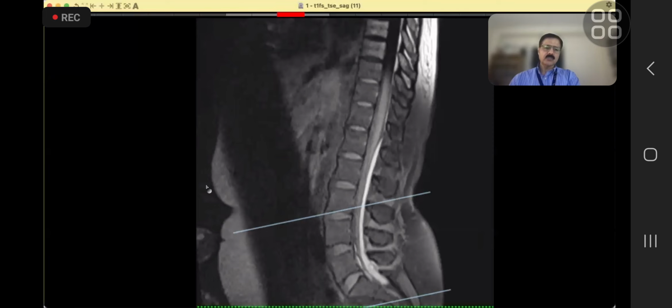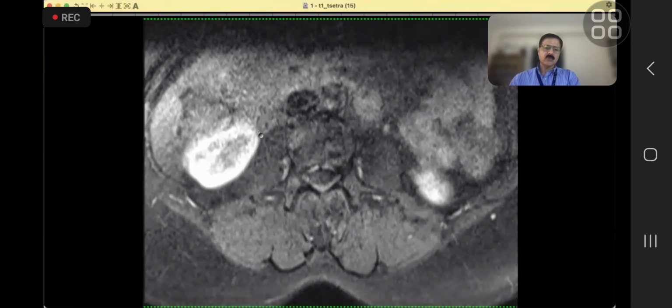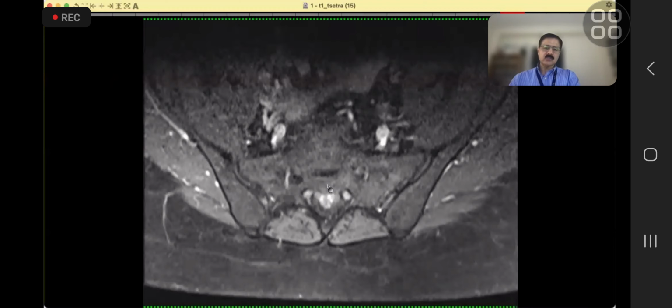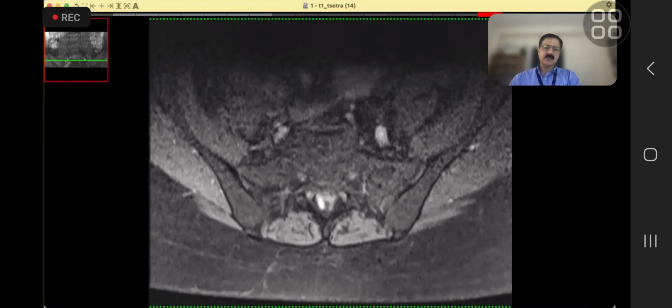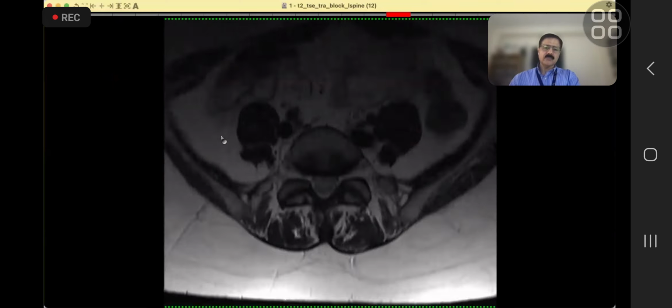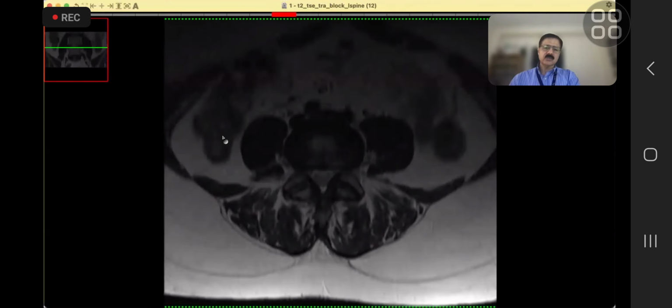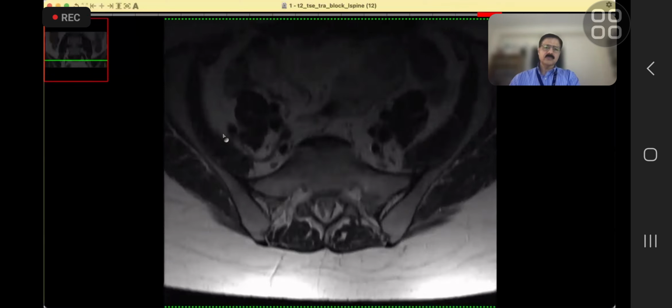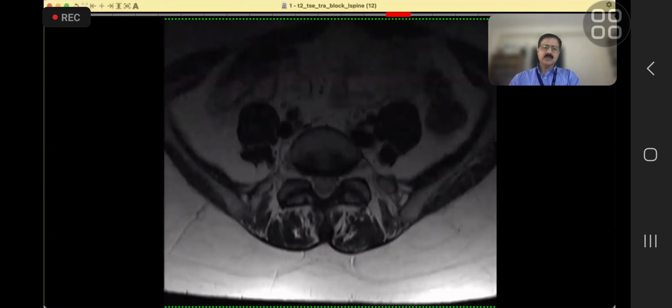Of course, there is a role of what we call axials also, because on axials we can see this high signal here. And on T2, of course, there is compression. So this is hematoma. Okay, good, well done.